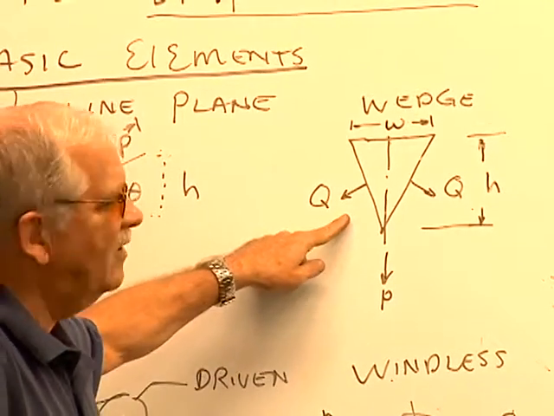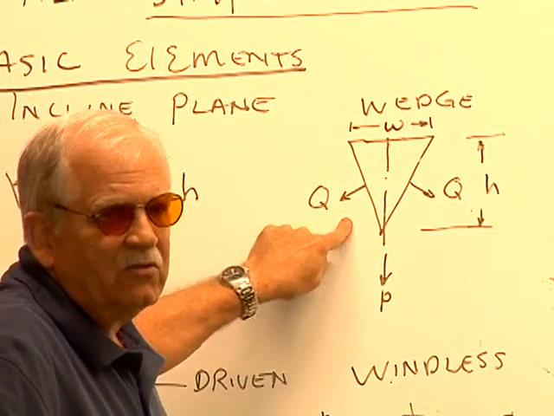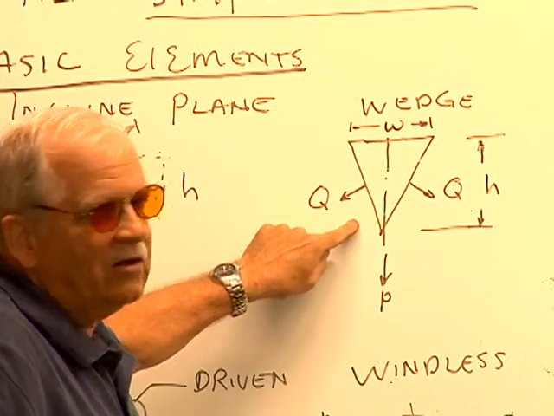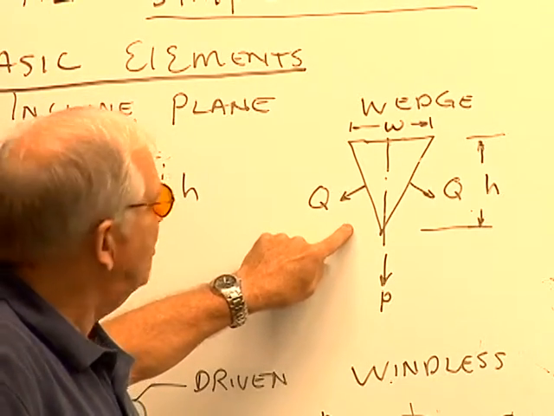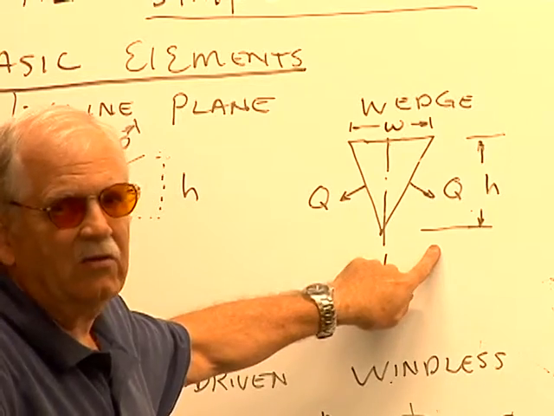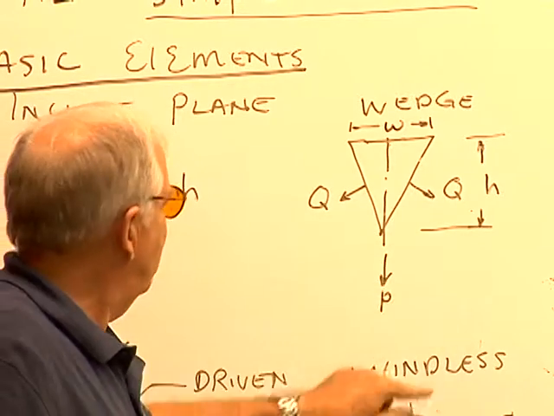That Q represents force, and it's how many pounds of force that we can exert on the sides of the wedge or the log or whatever it is that we're trying to force this into.